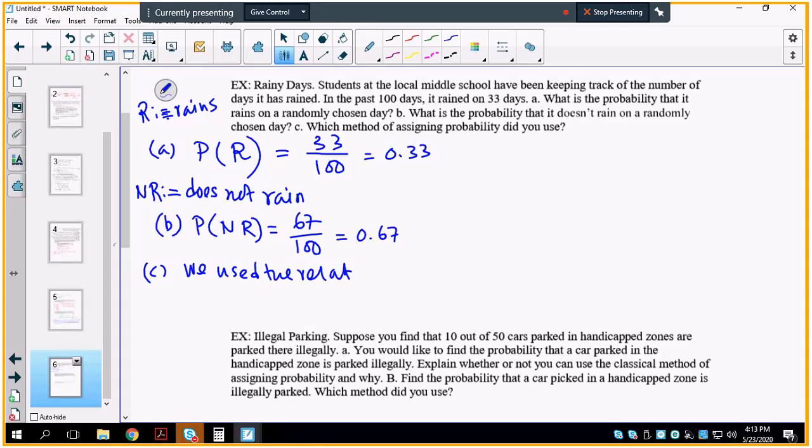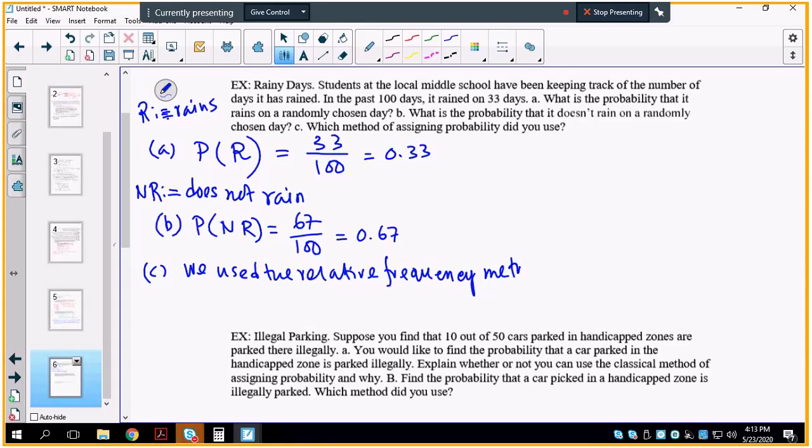And why did you use the relative frequency method? Because this is such an experiment that will change depending on the geographic location. For example, if you are in Seattle rainforest, it is raining constantly, versus if you're in Arizona, in the desert, it is not going to rain as much. So I have to use the relative frequency method.